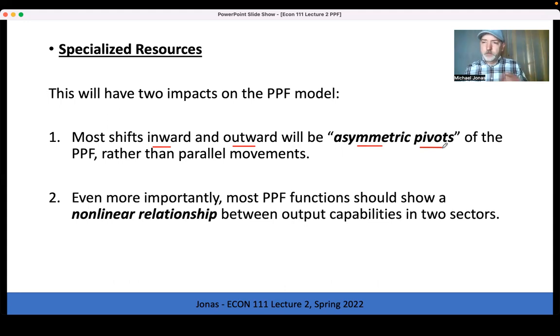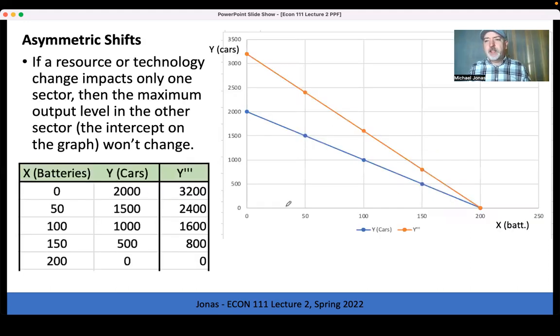The other effect that we'll get into in a minute is that drawing that PPF as a straight line with a constant trade-off as output increases in one sector isn't super realistic, right? So it's much more likely to be a non-linear functional form, and we'll look at the implications of that. But first, revisiting the idea of a shift in the PPF, this might be more of a realistic view of, say, a shift outward in the PPF.